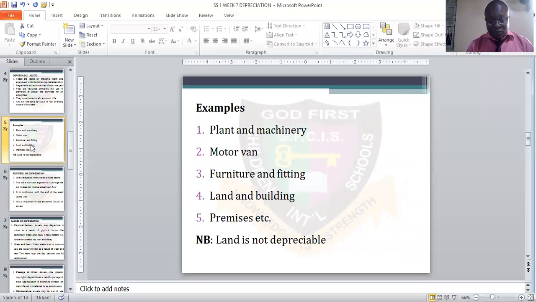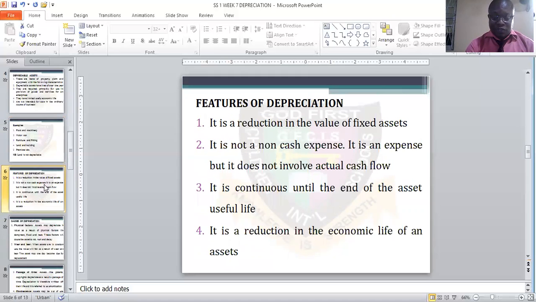So land is not depreciable. Land cannot depreciate. You cannot charge depreciation on land. You can only charge depreciation on building. So let us look at the features of depreciation.